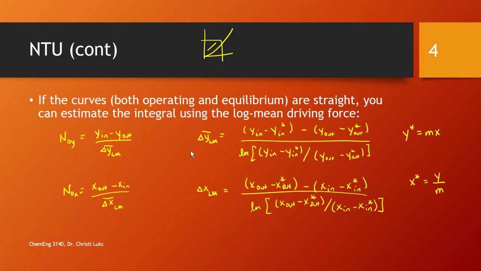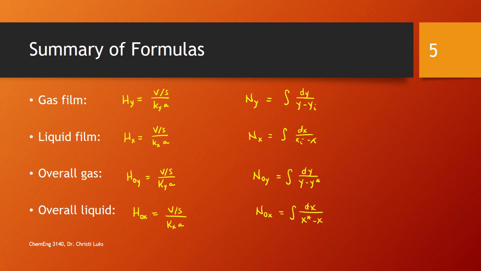If the equilibrium curve is straight and the operating line is straight, then we can do the integration and estimate it as straight lines, and we end up with these expressions here. And you could do that with any of the various forms, but this is for the overall. And then we had a bunch of formulas, and this is just a selection of the most commonly needed ones. But again, they are based on whatever your driving force is.